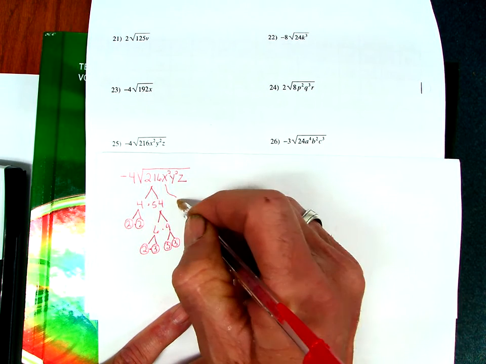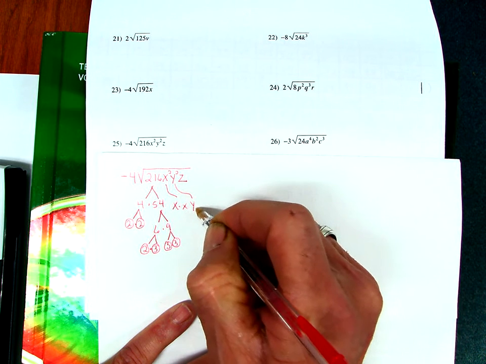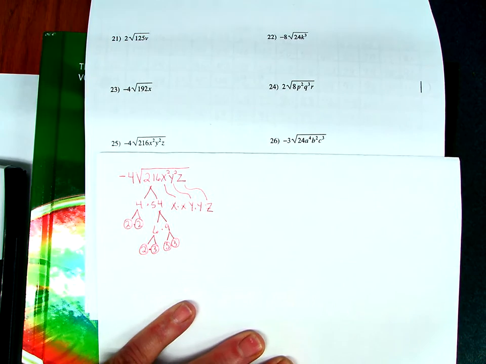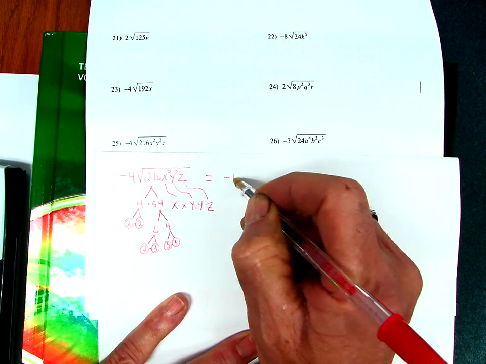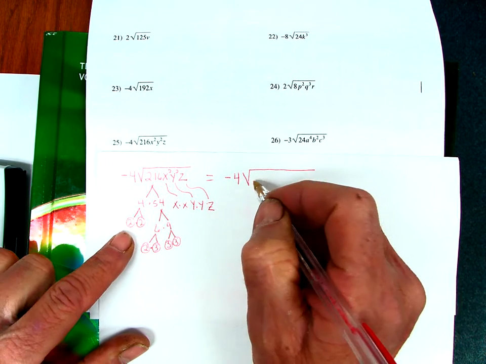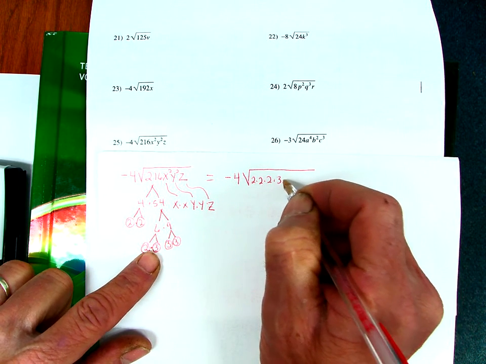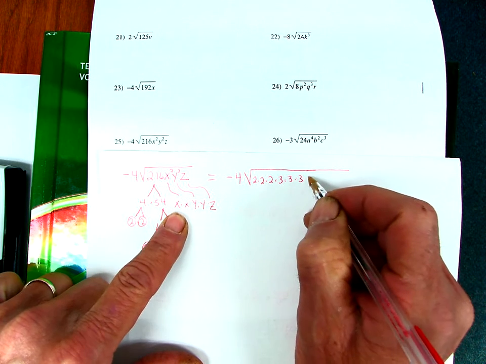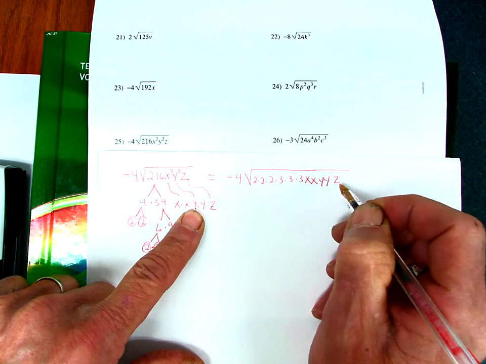Now the x is x times x. The y is y times y. The z is just z. Let me put this all together. So on the outside I still have that -4. And on the inside I have 2 times 2 times 2 times 3 times 3 times 3, x times x, y times y, z.